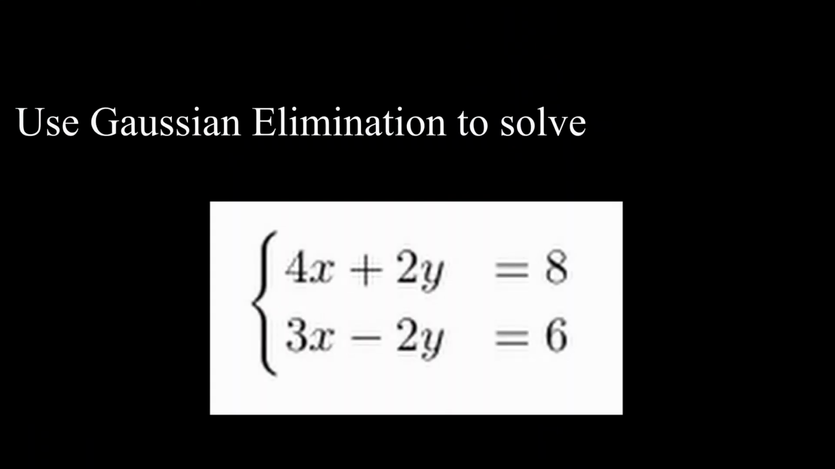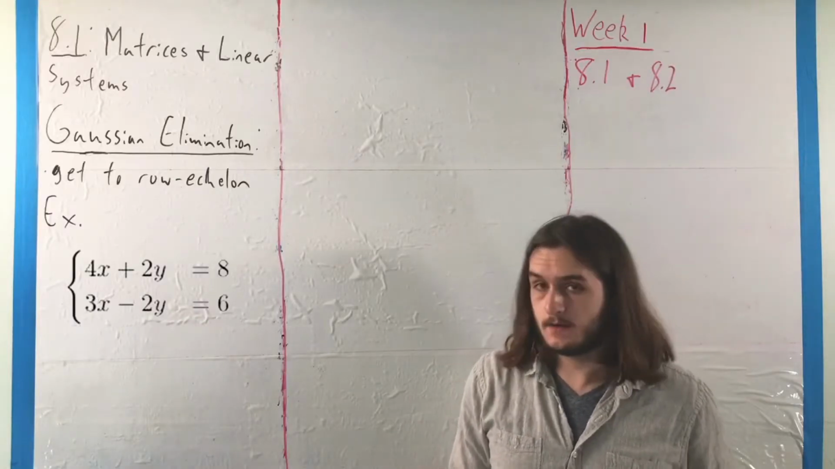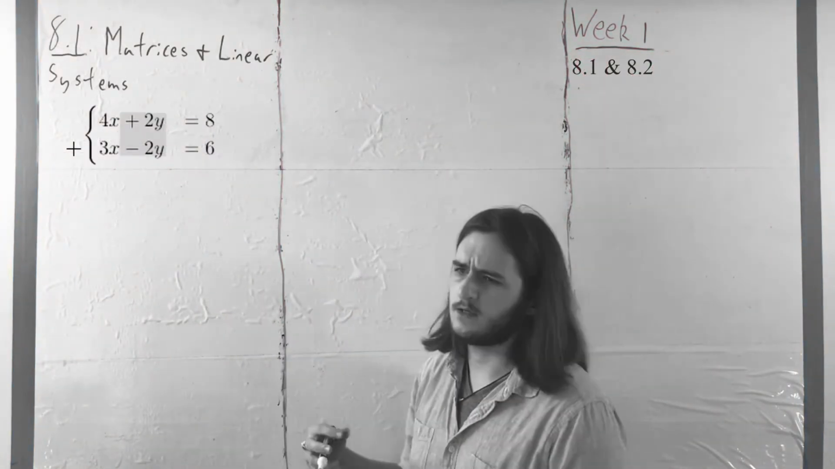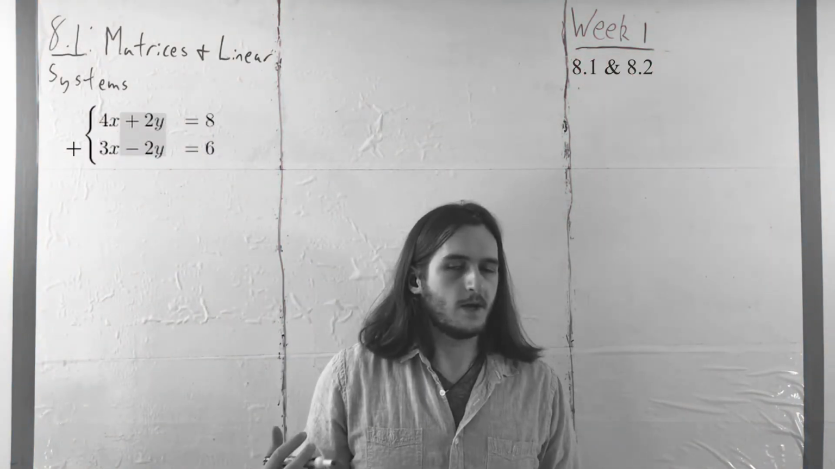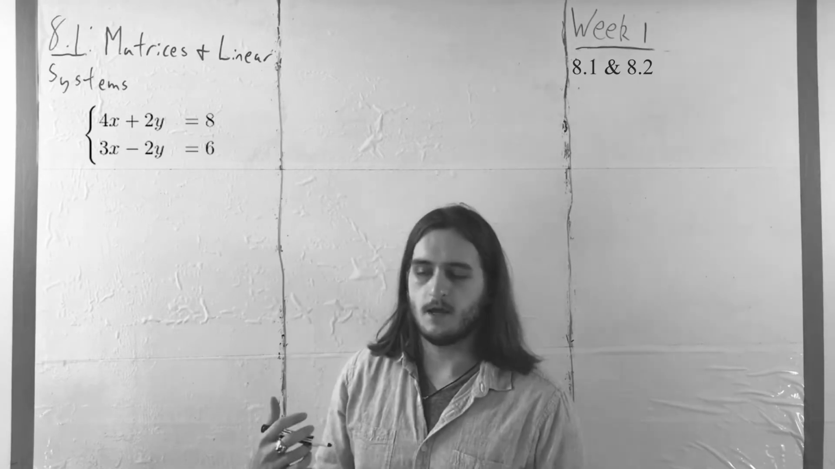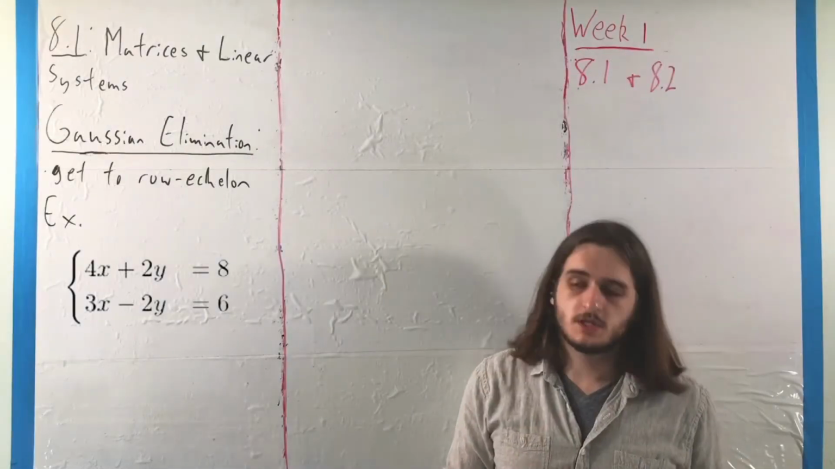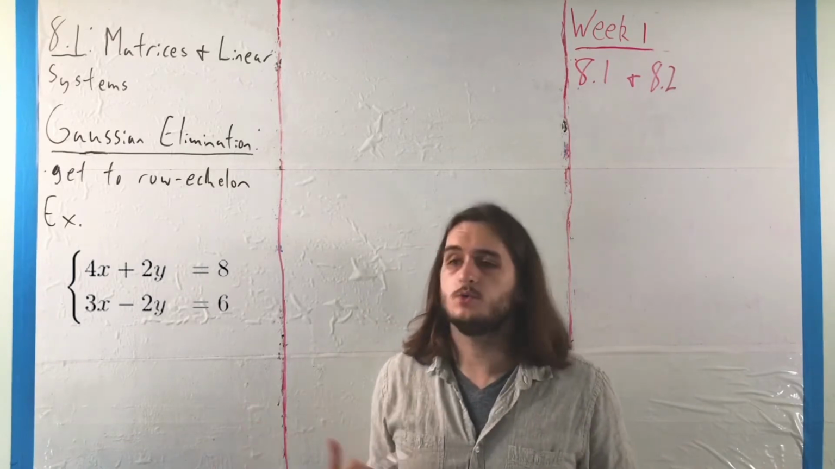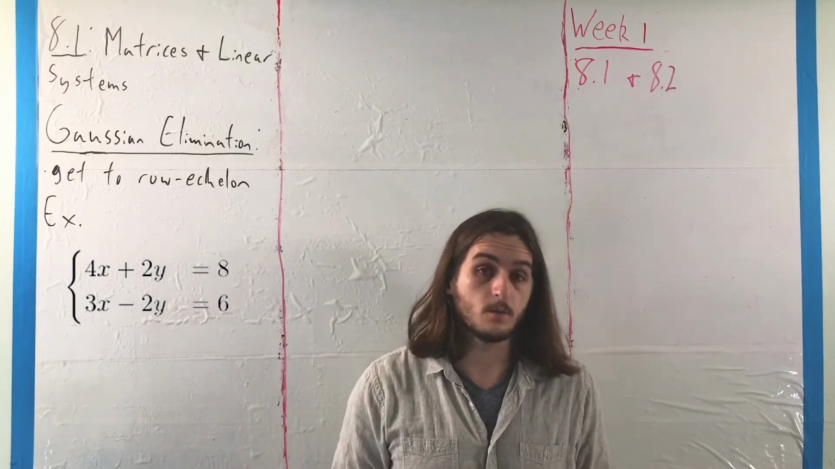So for our first example, we're going to use Gaussian elimination to solve the system 4x plus 2y equals 8 and 3x minus 2y equals 6. And to be clear, we have seen this example before. This is the one that I did at the very beginning, and you don't really need matrices to solve this one. It's pretty easy as far as these things go. But just to be sure, we're going to see how this can work using something that we know does work.